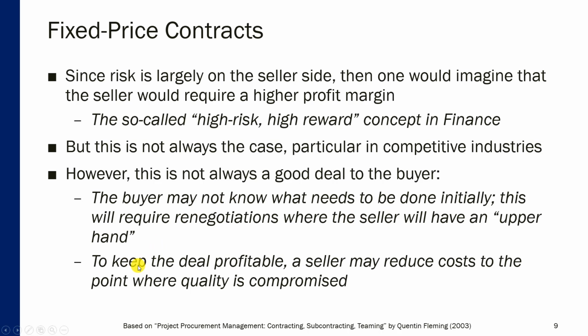Also, you need to understand that if the profit margins are low, to keep the deal profitable, a seller may reduce cost to the point where quality is compromised. This is something that always happens within the construction industry. A lot of construction companies are hard pressed to deliver new houses within a specific price range, depending on market conditions. And then if something happens during the construction project, let's say the local municipality demands higher fees or something like that, they're trying to absorb all those additional costs while cutting costs down.